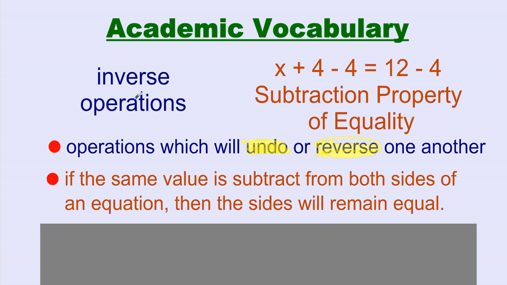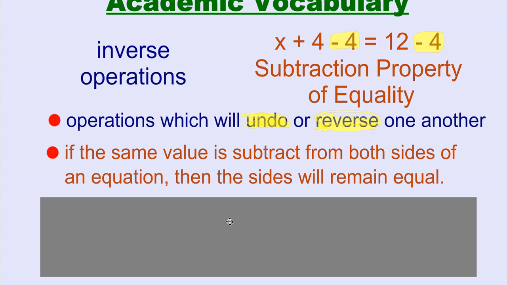An example of an inverse operation might be in order to undo or reverse subtraction, we would use addition. Or in order to undo or reverse this addition part, we would have to use the inverse operation, which is subtraction. In this example, we have subtraction. Notice the same amount is being subtracted on both sides of this particular problem. That is what the subtraction property of equality states, that if the same value is subtracted from both sides of the equation, then the sides will remain equal.